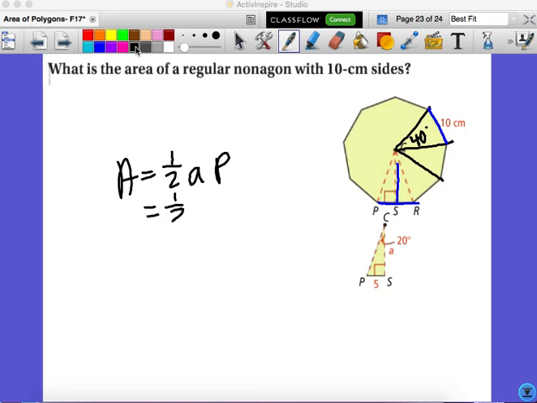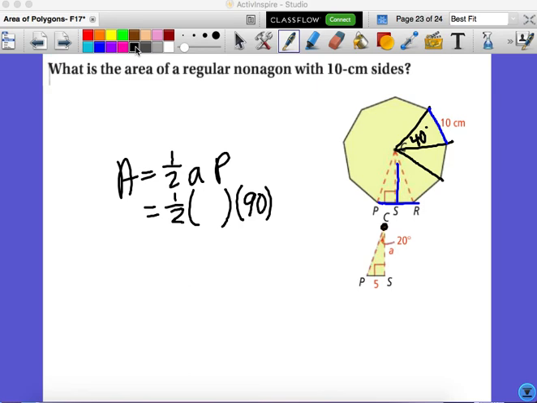So my apothem is not given yet, so I'm going to open up a parenthesis and leave that blank. But if this is a nonagon, I've got 9 sides of 10, so I've got 90 as my perimeter. So as soon as I know the apothem, I'll have my final answer. Like I said earlier, this is going to be a trig question, because this is not a 30, 60, 90 or a 45, 45, 90.